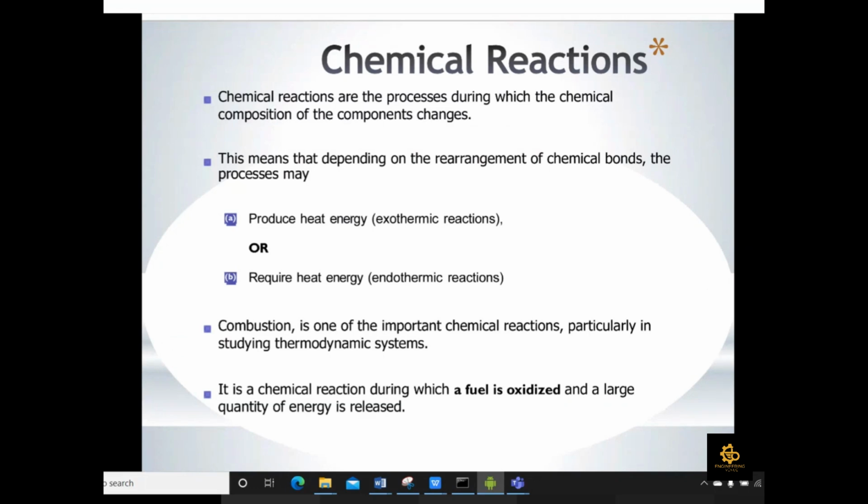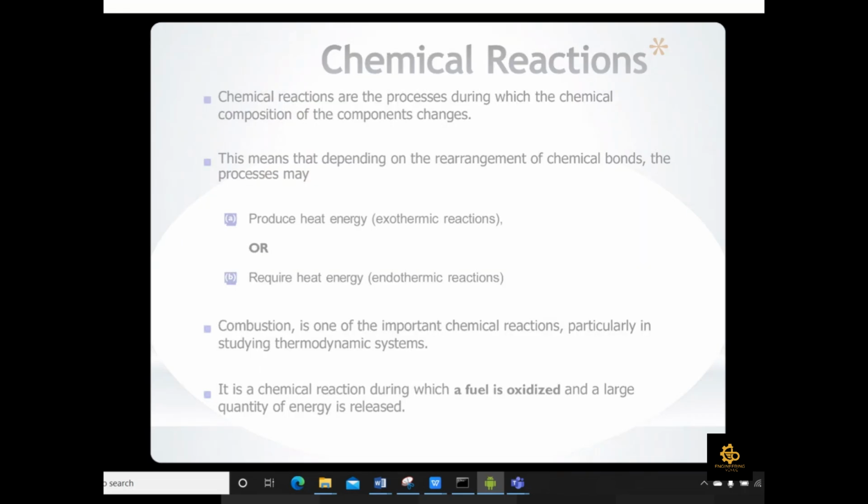Okay, so now moving towards chapter number 15, which is chemical reactions. In chemical reactions we are mostly focused on the combustion processes which take place in your internal combustion engine or in the steam power plants. Chemical reactions are the processes during which the chemical composition of the components changes.